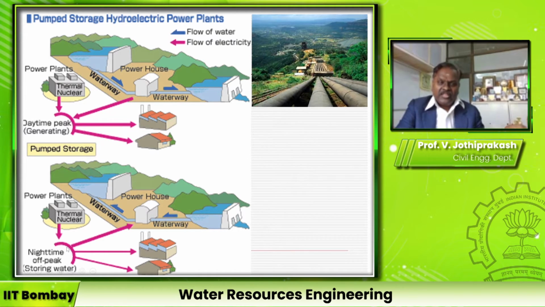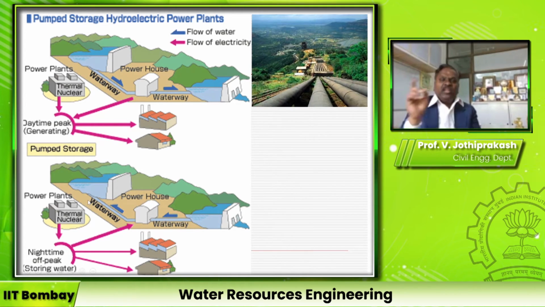You use the additional power from the thermal power plant to pump the water from the low level reservoir to the high level reservoir. You can see the arrow mark. During peak power requirement, water is led from the high level reservoir to the low level through the powerhouse, producing electricity. During the lean period, when power demand is less, the same powerhouse pumps the water from the low level reservoir to the high level reservoir.